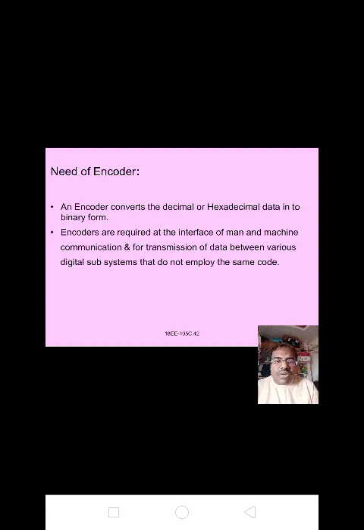Need of encoder. An encoder converts the decimal or hexadecimal data to binary form. Encoders are required at the interface of man and machine communication and for transmission of data between various digital subsystems that do not employ the same code.